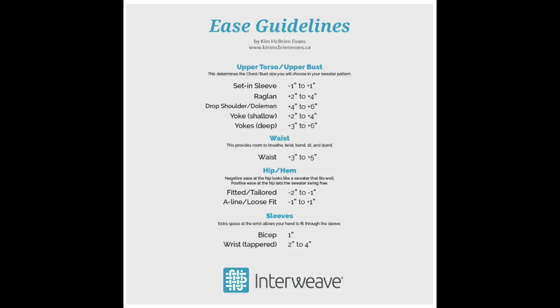Here's a chart from Kim McBrien Evans for Interweave that gives some good estimates, but I want you to note this is the minimum requirement for ease. You can have more ease than this, but you need at least a little bit so that sweater is going to fit properly. So for a set-in sleeve, this is where it's okay to have some negative ease and be really close fitting. But you're in that -1 to +1 inch of ease. And then for a raglan, you want to start at about 2 to 4 inches of positive ease. Drop shoulder, we're moving up a little more, 4 to 6 inches of positive ease. And then a yoke anywhere between 2 and 6, depending on how shallow or deep that yoke is.